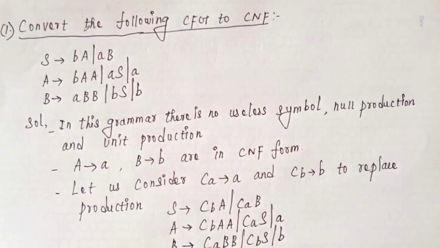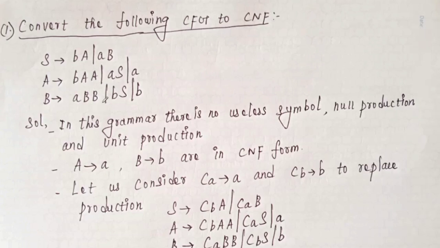In the first problem, convert the following context-free grammar to Chomsky normal form. In this context-free grammar, S tends to BA or AB, A tends to BAA or AS or a, B tends to ABB or BS or b. In the given grammar, first eliminate useless symbols, null productions and unit productions. Here all symbols are productive, reachable and derivable. There is no useless symbol, no epsilon production, no unit production.